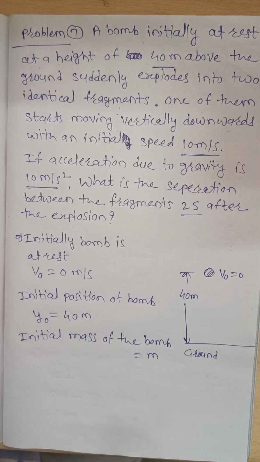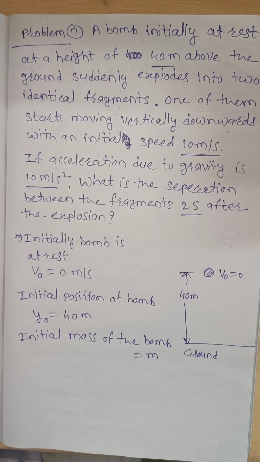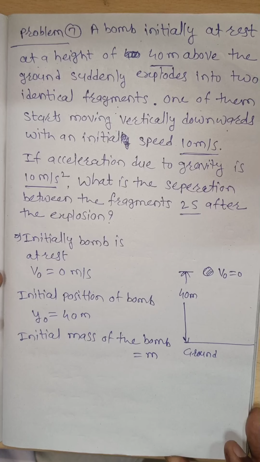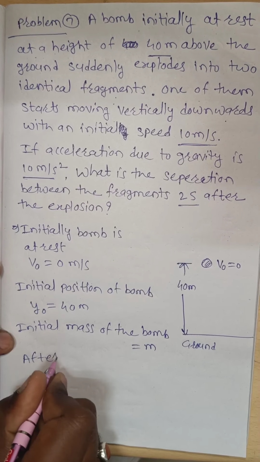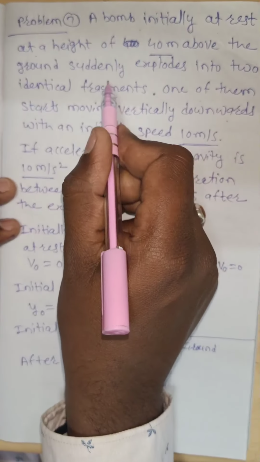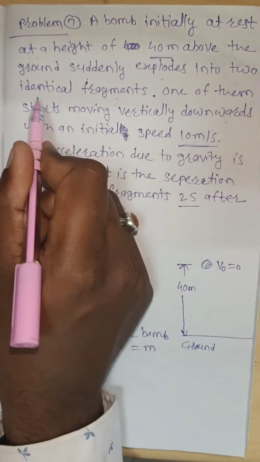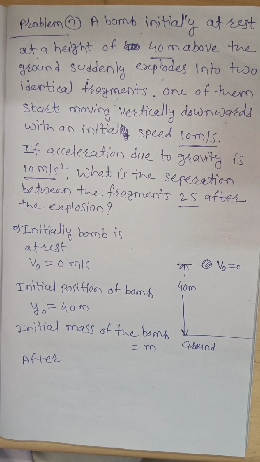Initially, the mass of the bomb we consider as m. Then the bomb suddenly explodes. After the explosion, the bomb is converted into two identical fragments.